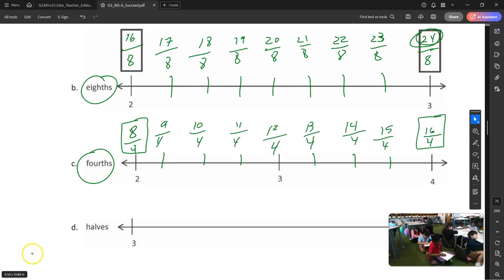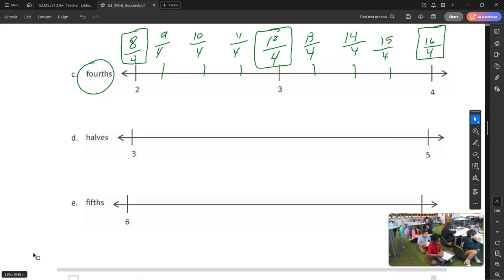So all we did here was label 8 fourths, 9 fourths, 10 fourths, 11 fourths, 12 fourths, 13 fourths, 14 fourths, 15 fourths, and 16 fourths. Now, if we notice, this is a whole, 12 fourths. Why? Because we're counting by fours 3 times. That is 12. 4 is another whole number. We know that's another whole number because we're counting by fours 4 times. That gives us 16.